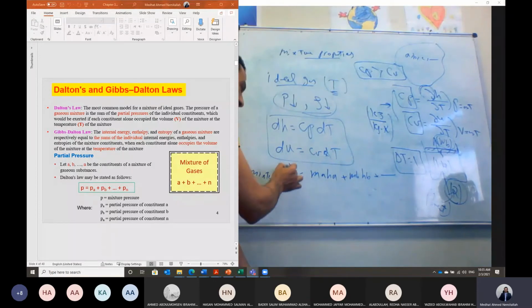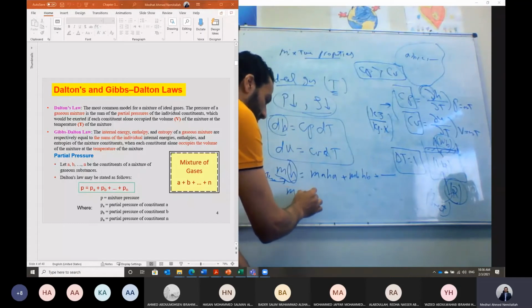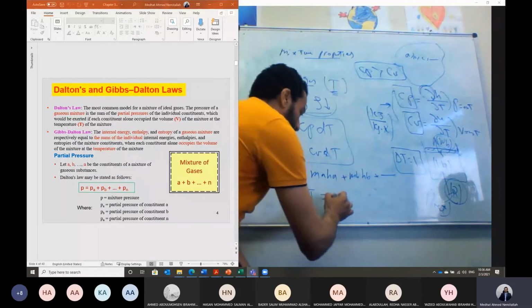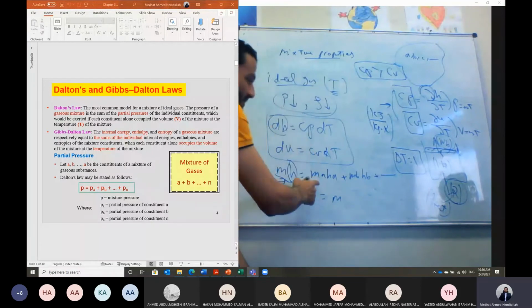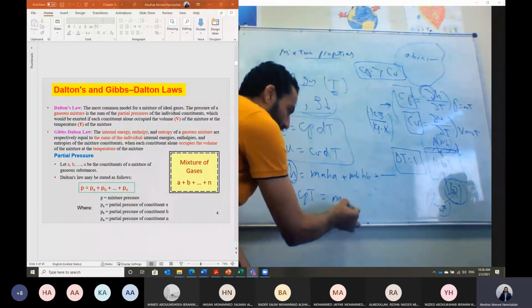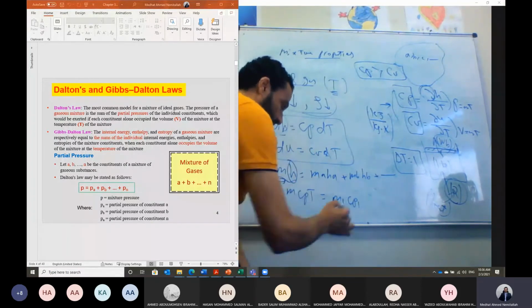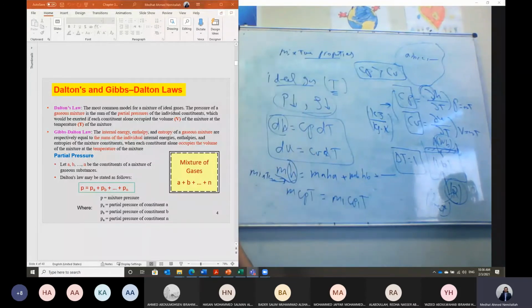Okay? The enthalpy, if it is an ideal gas, H will equal Cv T. So it will equal mass times H, which is Cv multiplied by temperature. And let's say, guys, instead of mass A, let's say mass 1. M1 Cv1 multiplied by temperature T1.